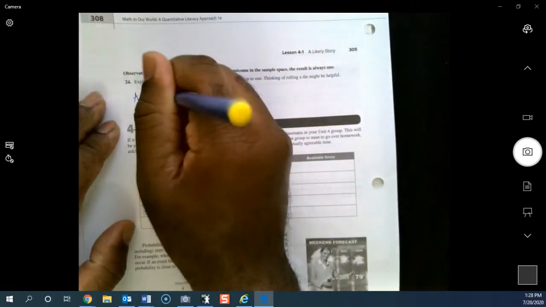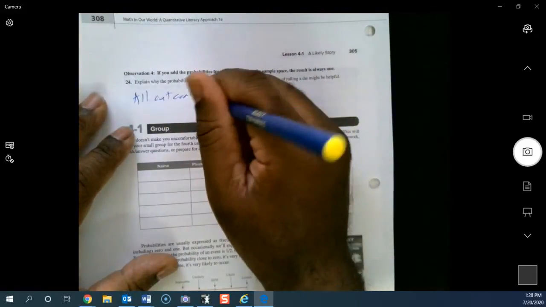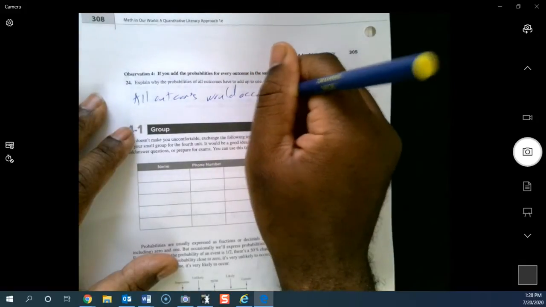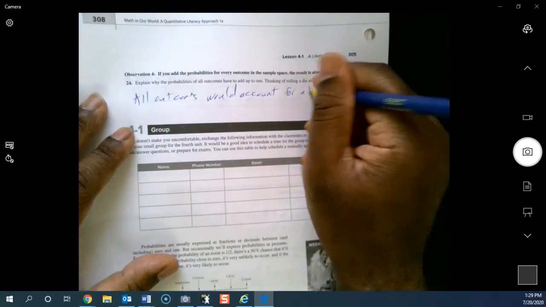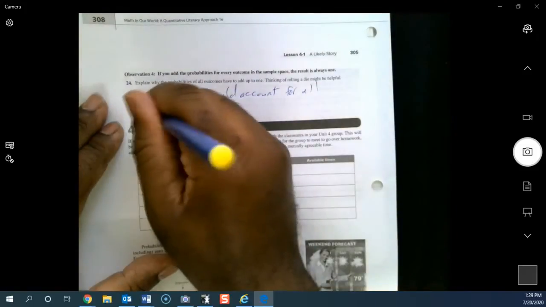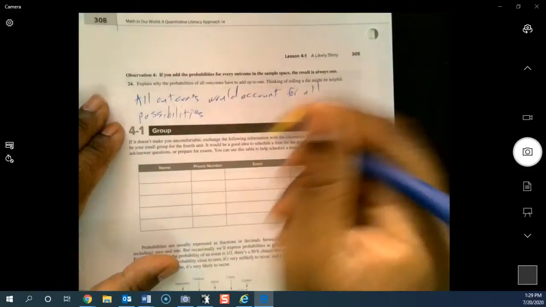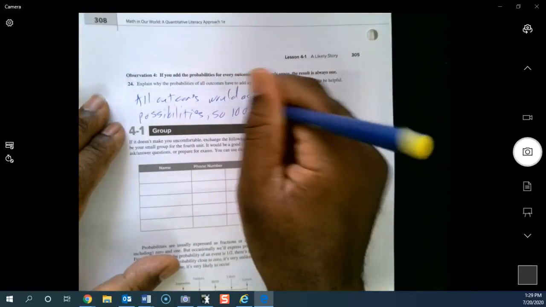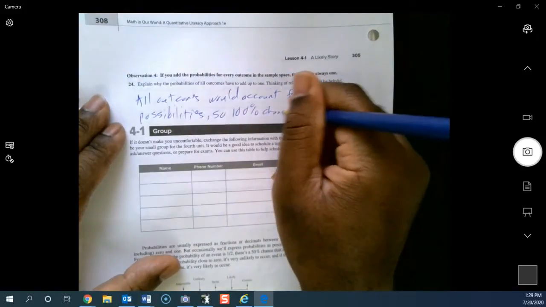All outcomes would account for all possibilities. So, as we said earlier, 100% chance or 1.